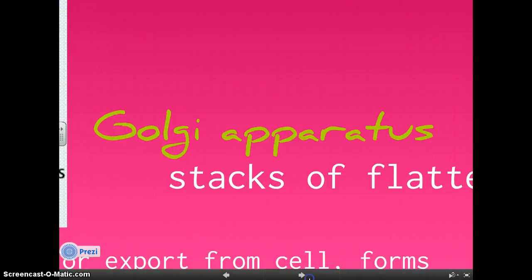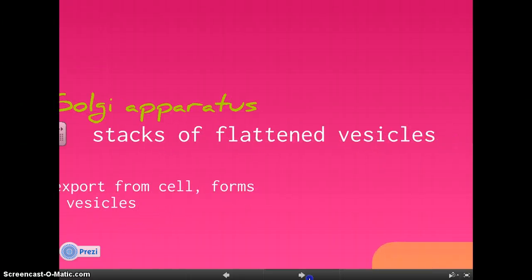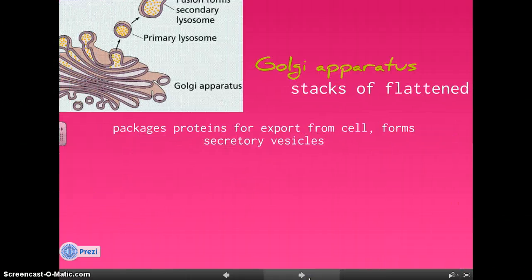The Golgi apparatus, stacks of flattened vesicles. Their job is to package proteins for export from the cell and also form secretory vesicles. So if you look at the picture, these little bubbles, these little lysosomes break off of the Golgi, and they contain something that needs to be removed from the cell. So they're like little UPS packages that you carry out of the cell.